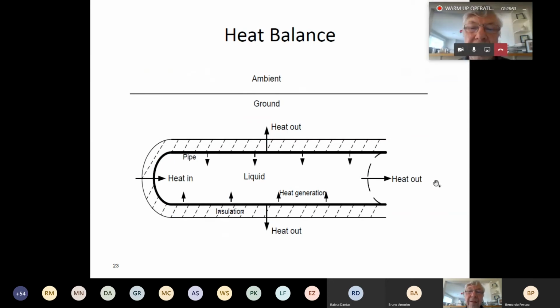And just a little picture there of heat balance, showing the heat in and the heat out. And the differences will be that the pipe itself can lose heat to its surroundings. And that's sometimes a function of its burial depth. The deeper we bury it, the less heat it loses to its surroundings. And we'll go to 24.